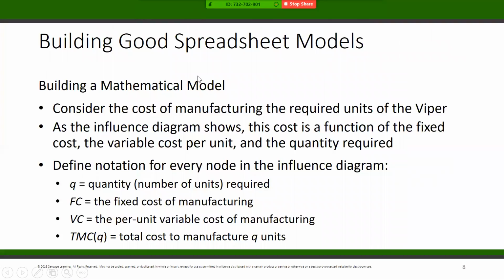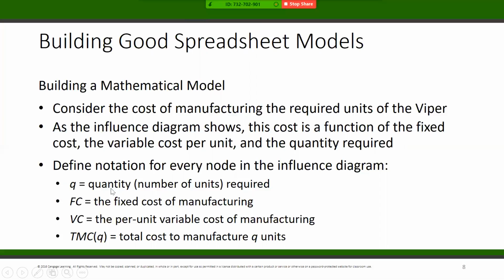So here we're going to first need to build a mathematical model for this. First we're going to consider the cost of manufacturing the required units of the Viper. As the influence diagram shows, this cost is a function of the fixed cost, the variable cost per unit, and the quantity required. Now we're going to define the notation for every node in the influence diagram.